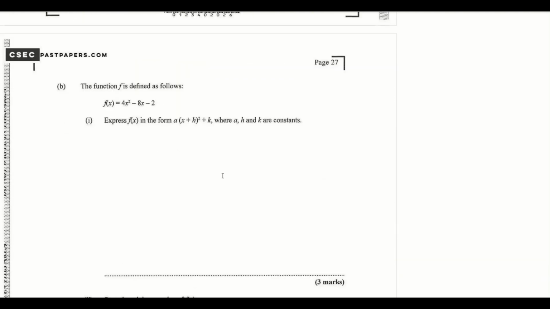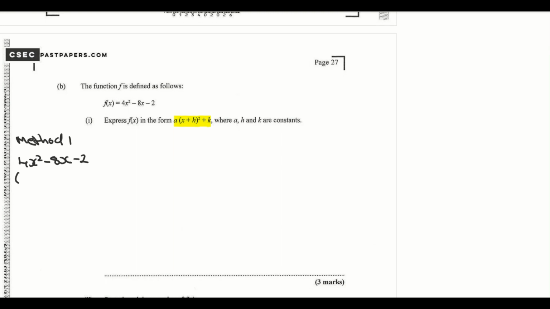Right, now let's look at this. This is also the function f is defined as this. Express f of x in the form of this. Again, when we see they tell you to express it in the form of this, this is completing your square. Right, so there are two methods to complete your square. Method 1 is 4x squared minus 8x minus 2.